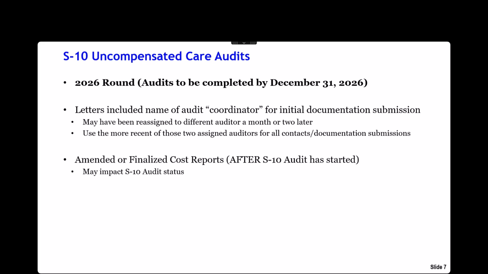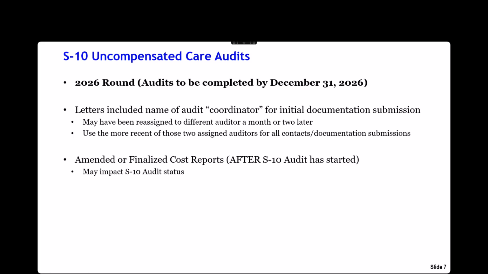The other change we made this year, which we might tweak a little bit next year as well, is that the letter actually included the name of somebody you could send the documentation to right away. It wasn't necessarily the same auditor that you're going to work with on the S10 audit, but it was a group of auditors who worked as coordinators for this initial documentation submission. That way you could send it to them, and first of all, they'd send you the secure exchange email to open up the door for communication. And then they'd go out and gather your documentation and store it for whoever ultimately gets assigned to that audit. So that was a little bit different.